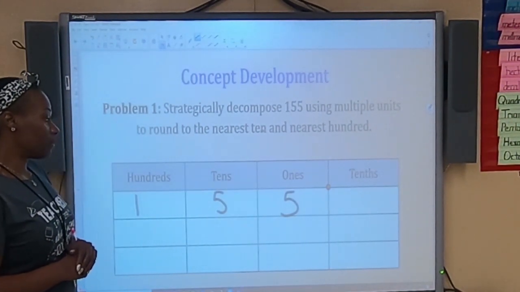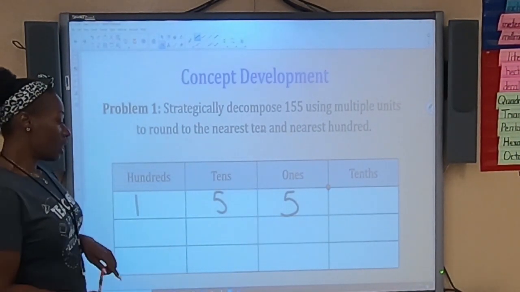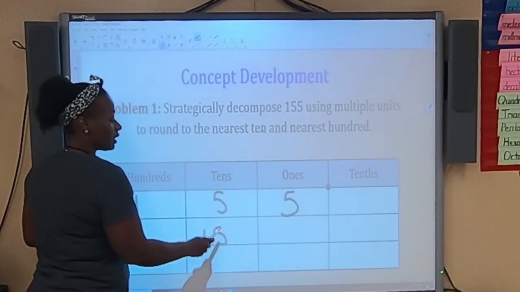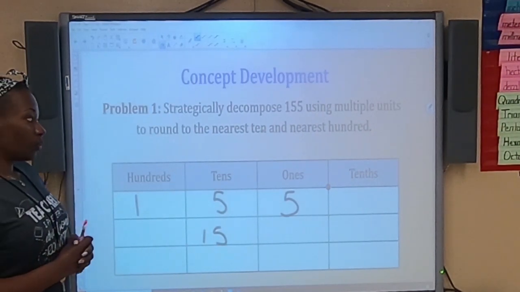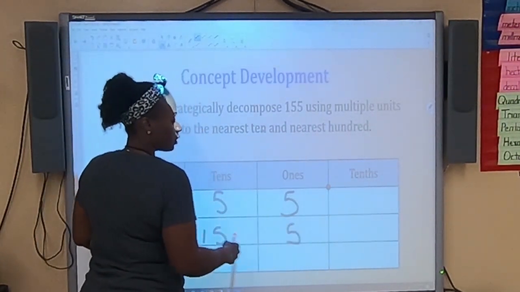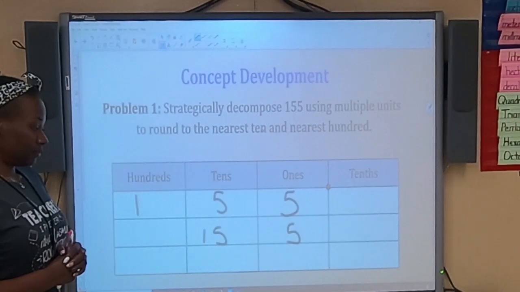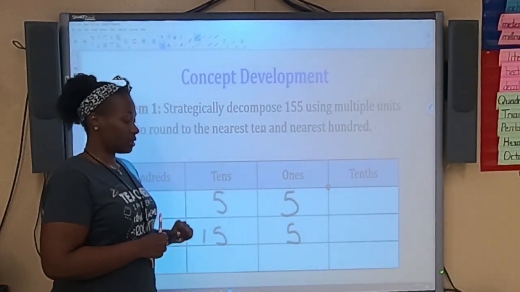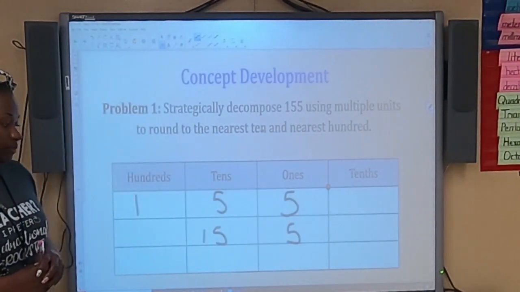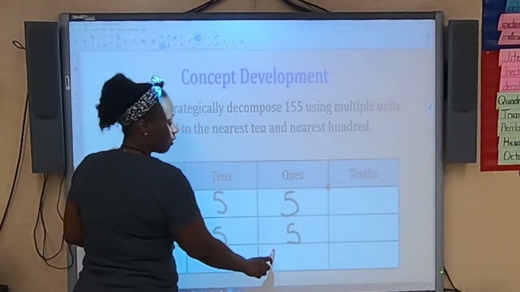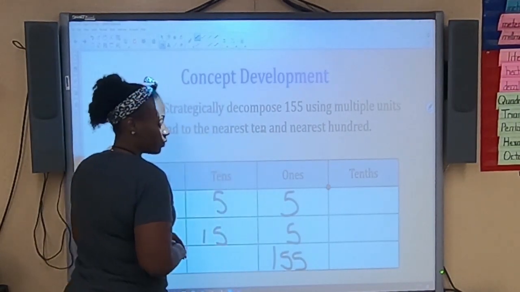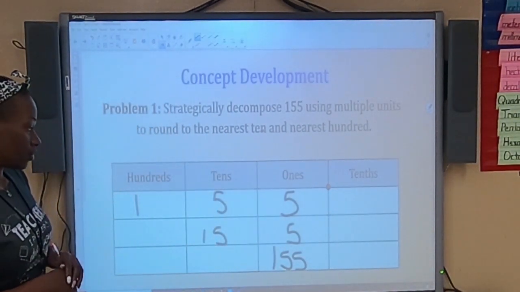I also can decompose by skipping the hundreds. I'm going to put the 1 and the 5 together in the tens place. Okay? Which leaves me 5 in the ones place. So now I have 15 tens, 5 ones. And then the third way I can decompose, I can put all of my digits in the ones, 155 ones.